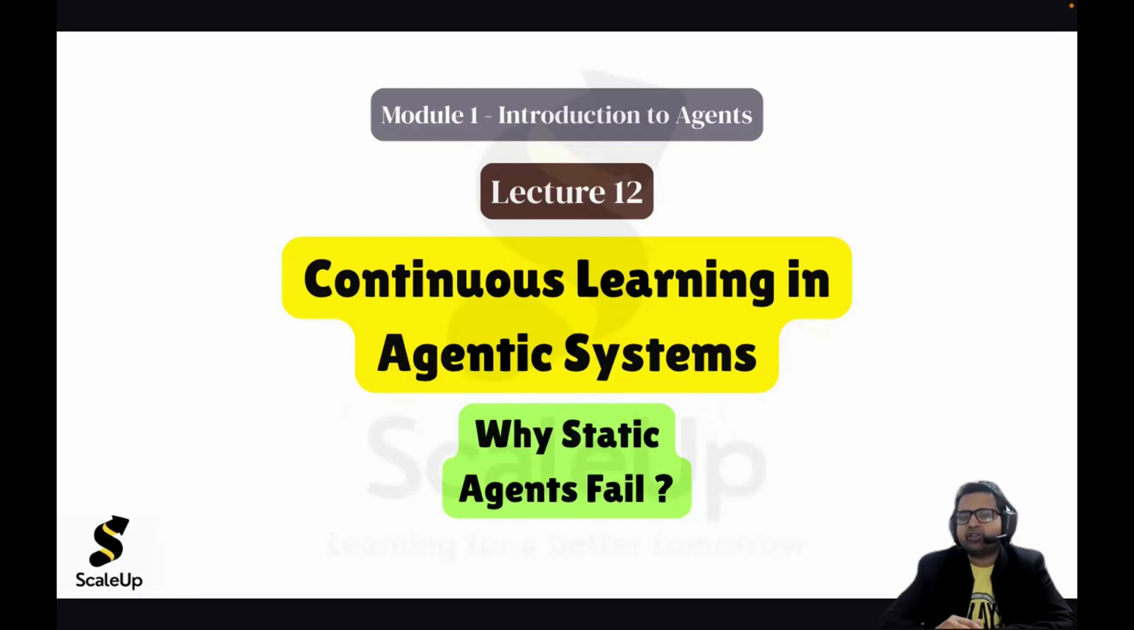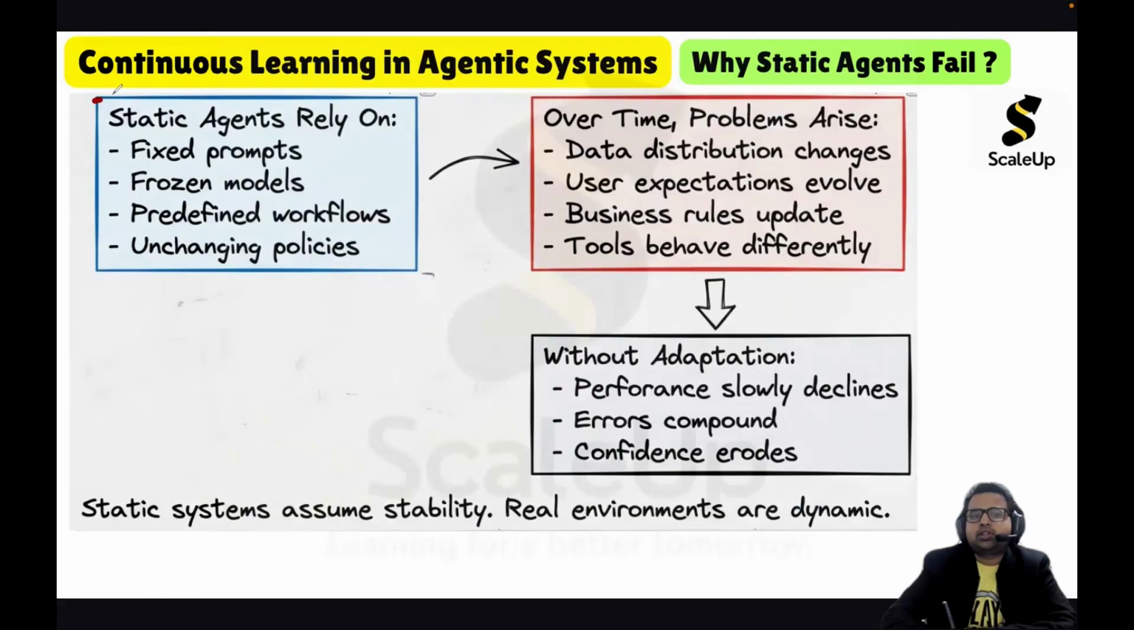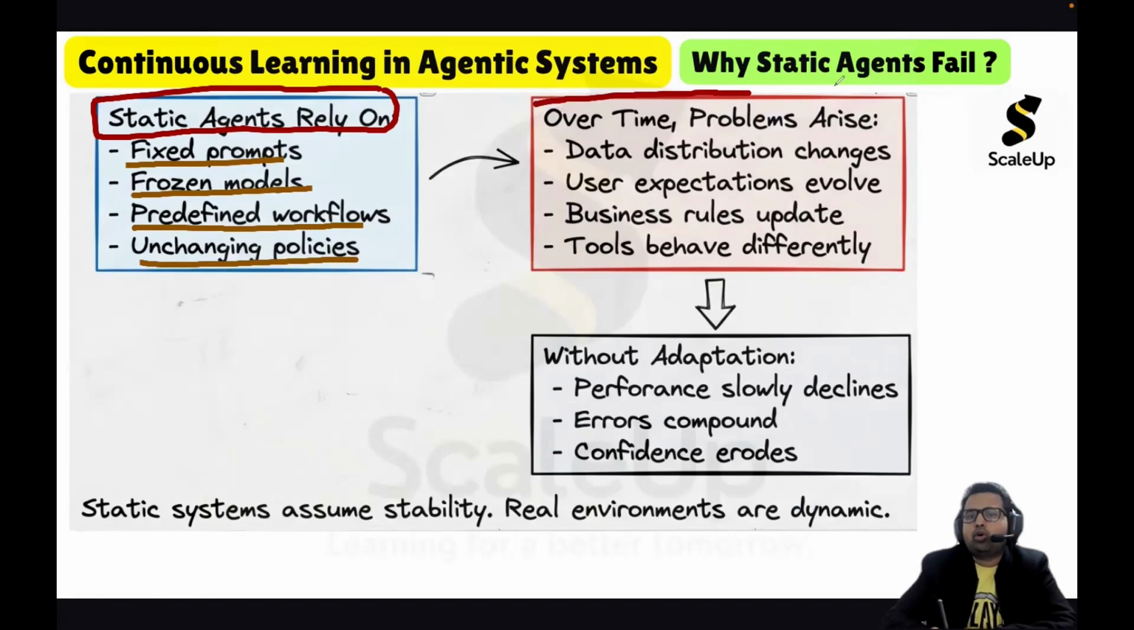We are starting with the first topic of this lecture, why static agents fail. Static agents rely on fixed prompts, frozen models, predefined workflows, and unchanging policies. Over time, problems arise. Static agents are very rigid in nature, because they rely on fixed prompts, frozen models, predefined workflows, and unchanging policies. So with time, these static agents encounter several problems.